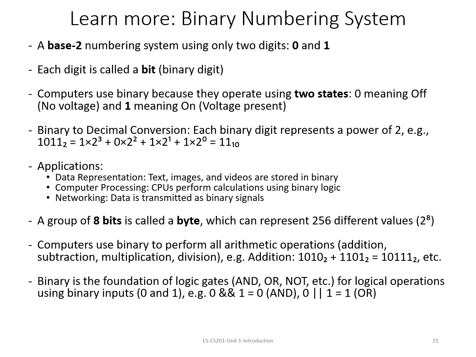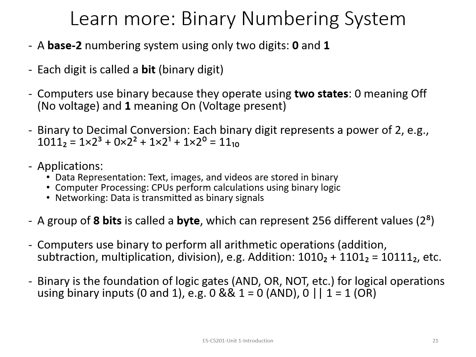Binary to decimal conversion: each binary digit represents a power of 2, e.g., 1011 base 2 equals 1 times 2 to the power of 3 plus 0 times 2 to the power of 2 plus 1 times 2 to the power of 1 plus 1 times 2 to the power of 0 equals 11 base 10.